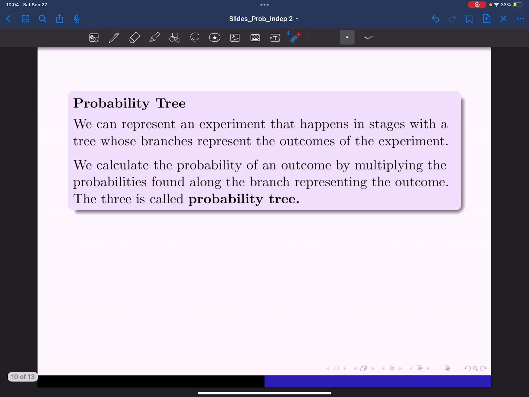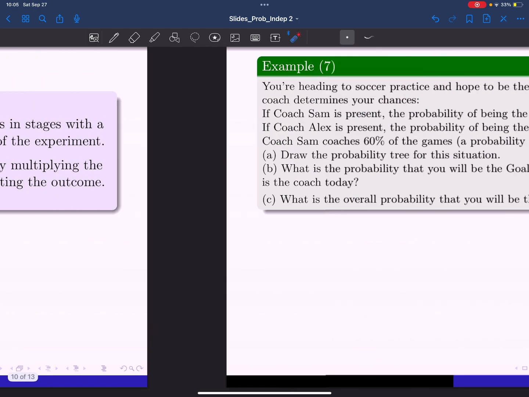Now we have probability 3. We can represent an experiment that happens in stages with a tree whose branches represent the outcomes of the experiment. We calculate the probability of an outcome by multiplying the probabilities along the branch representing that outcome. So this is called a probability tree, and we can see it in an example.